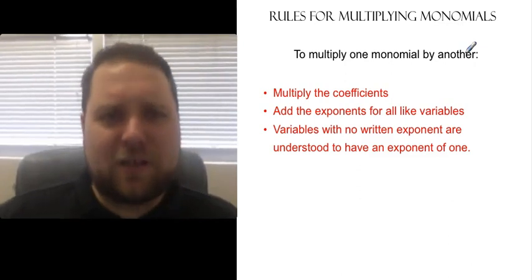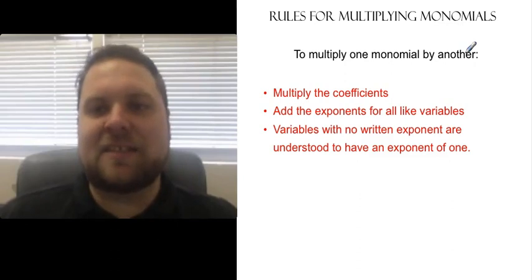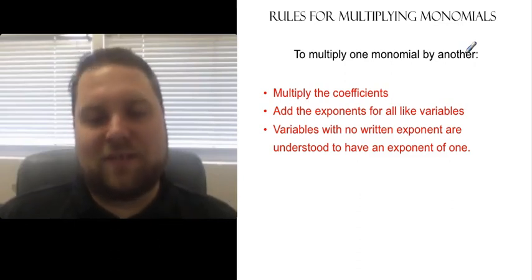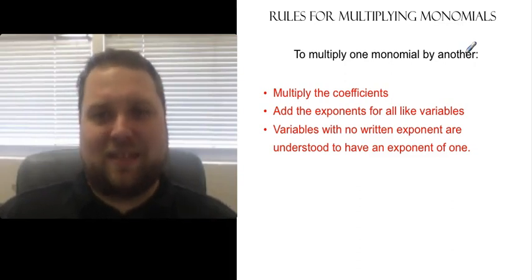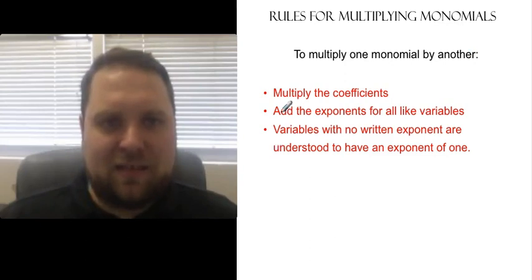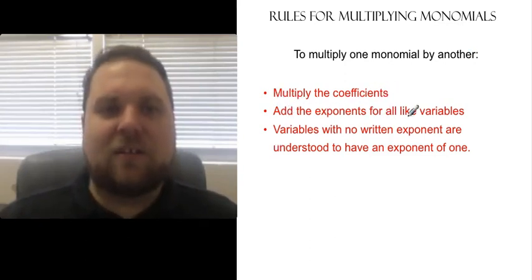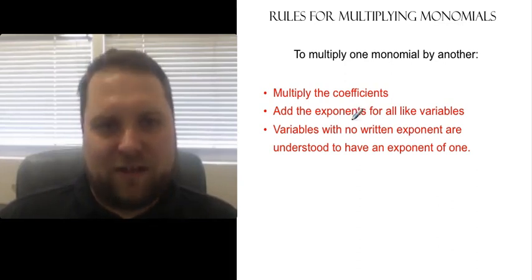If you're multiplying monomials, so to multiply a monomial times another monomial, and this, I cannot stress enough, is a foundational skill. Without this skill, you will not be able to do anything else in this module. So here's what we do. We take the coefficients, multiply them. Find all like variables, so all your x's, all your y's, etc., and you add the exponents up, and that's the new exponent for that variable.